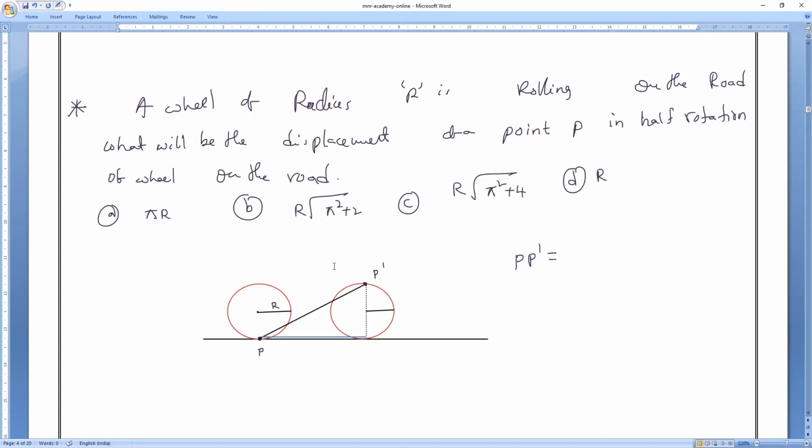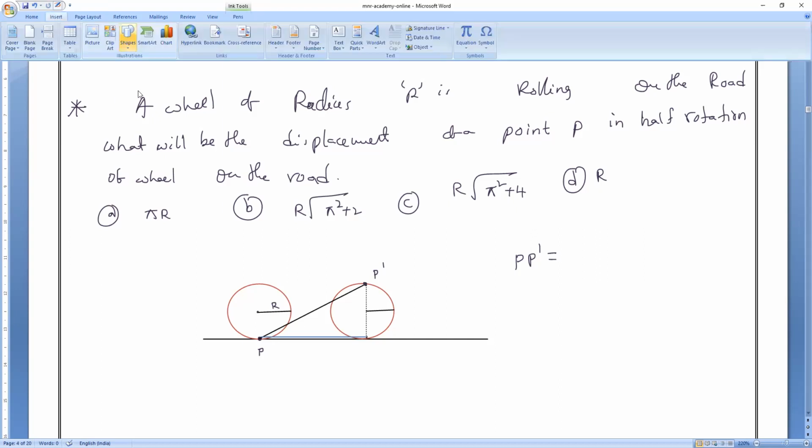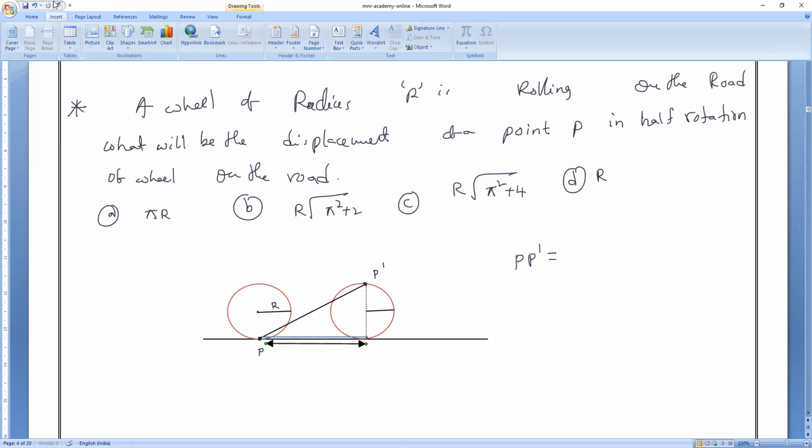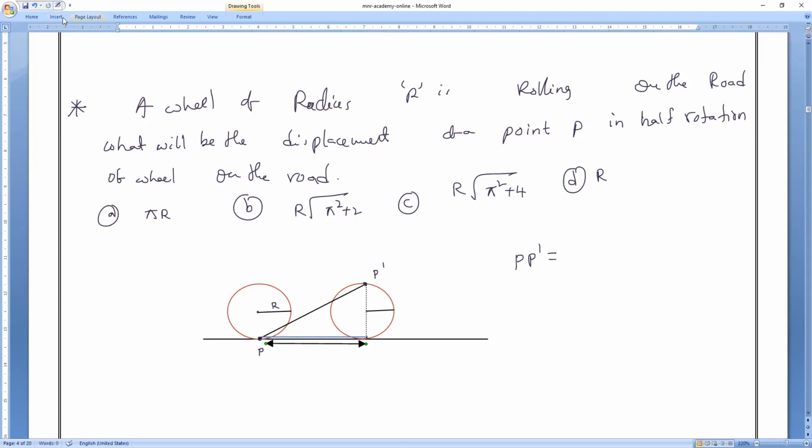So from here to here, what is the distance traveled by this one? Half rotation means from this point to this point. What is the distance traveled? Pi r. So this side, the distance traveled by the particle is pi r. Is it right, Rudresha? Distance traveled by the particle is how much? Pi r.